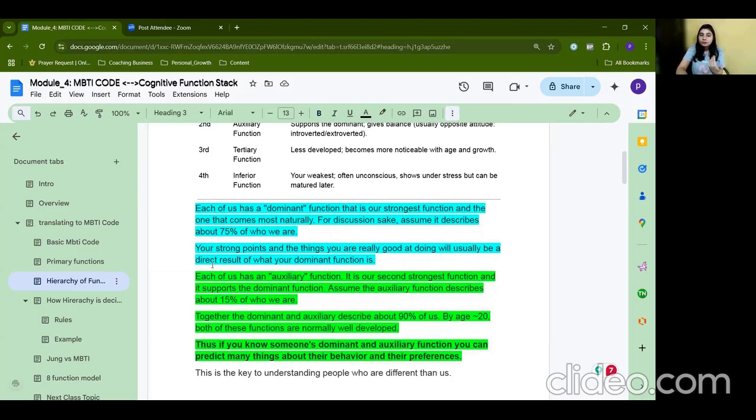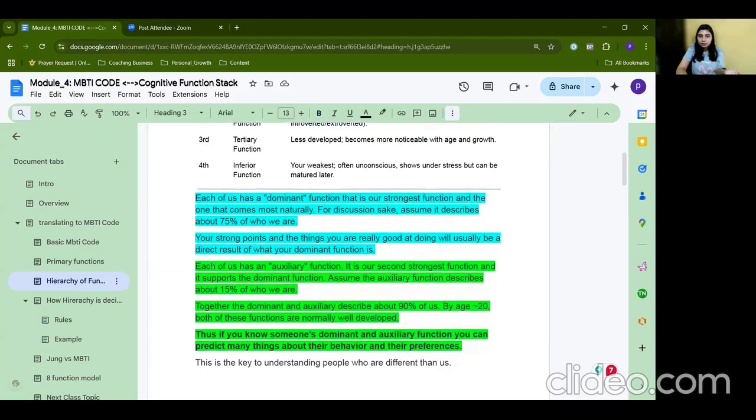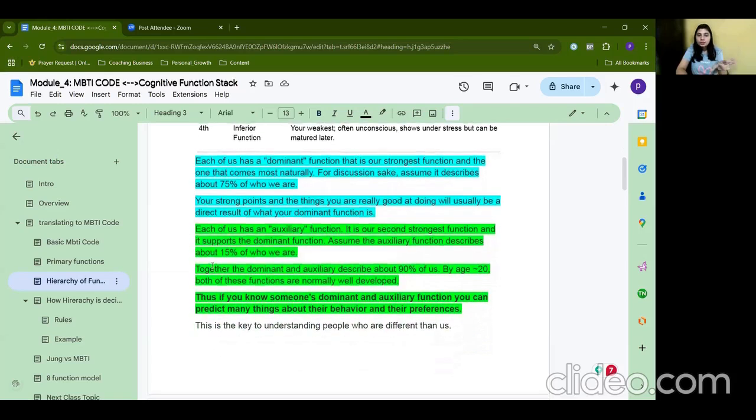Each one of us has a dominant function that is our strongest function, and that we identify with very naturally. That's 75% of who you are. Your strong points and the things you are really good at will usually be a direct result of your dominant function. Then each one of us has an auxiliary function. It's your second strongest function, and it supports the dominant function. It describes about 15% of who you are. So together, the dominant and auxiliary describe about 90% of who we are. And by the age of 20, we develop both these functions.